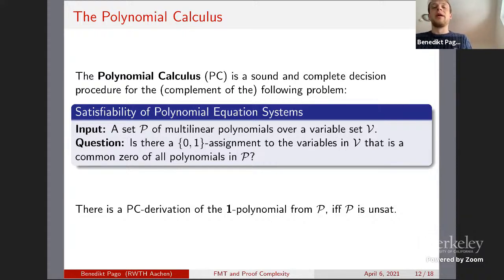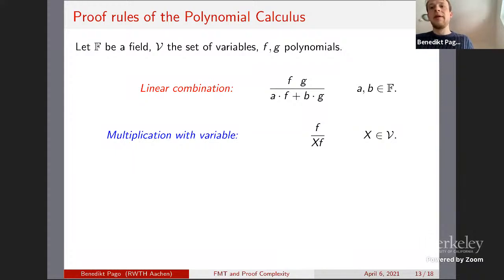these polynomials? So in this sense, it's also kind of a propositional problem because we treat the variables as propositional variables in a sense. And now there is a derivation of the one polynomial from this input polynomial set if and only if this system of polynomials is unsatisfiable. So meaning if there is no common zero. And so the proof rules are just these two. So first of all, you can take arbitrary linear combinations of derived polynomials. Here, I should say that the coefficients come from some field that you have to fix beforehand. So you can do this over different fields, and depending on the field that you choose, you actually get a proof system with different power. Yeah, but okay, so this is the linear combination rule.